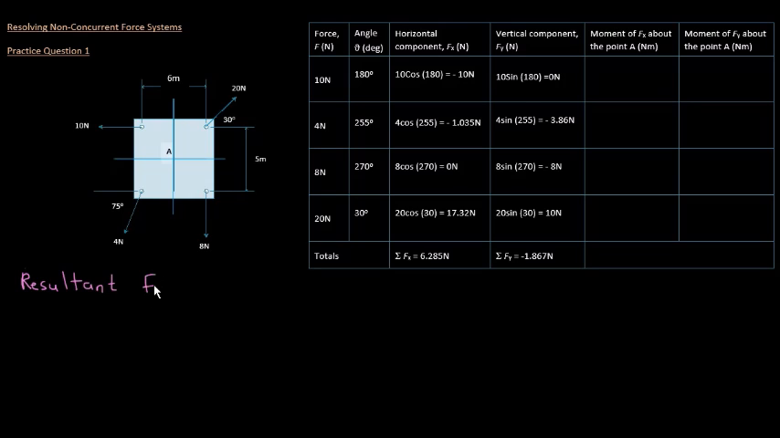So let's call our resultant F R, shall we? So that is resultant force. For, and as we learned from the first video, the formula is the square of the total horizontal, so that will be 6.285 square plus the square of the total vertical, which will be minus 1.867, and the square root of all that. So square root of all that. And if we pop that in our calculator, we will get 6.556.